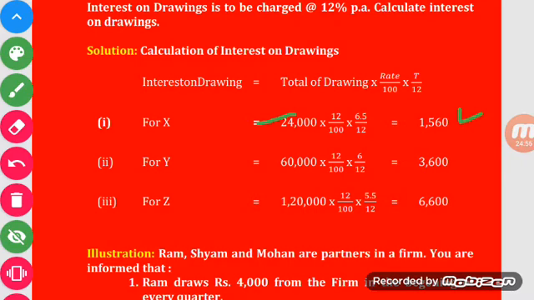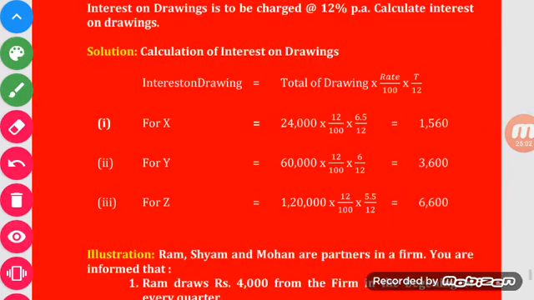1560. For Y, he withdraws middle of every month. So he withdraws rupees 5,000. So 5,000 multiply by 12, total drawing is rupees 60,000. Rate of interest 12 upon 100 into average time period 6 months, 6 upon 12. Your answer will be 3,600.